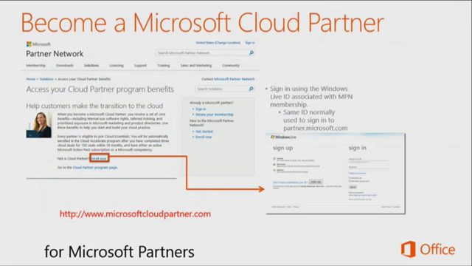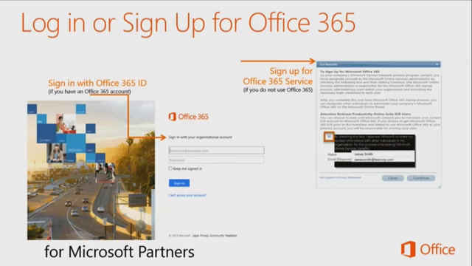How to become a Microsoft Cloud partner. If you're not already a partner, we want to go to microsoftcloudpartner.com and sign up. You will need to sign in with an Office 365 ID, if you have an Office 365 account. If you don't, you need to have a Windows Live account, a Microsoft account, and then sign up for the service.